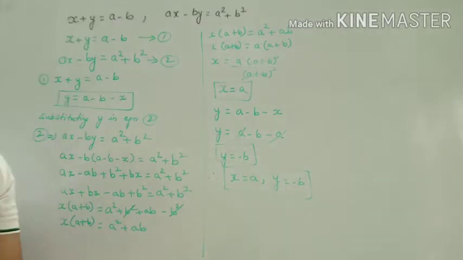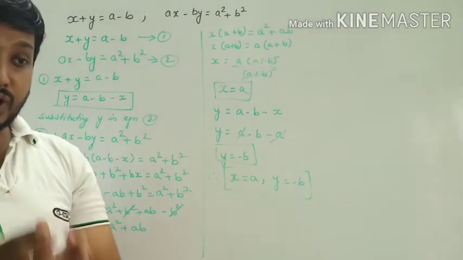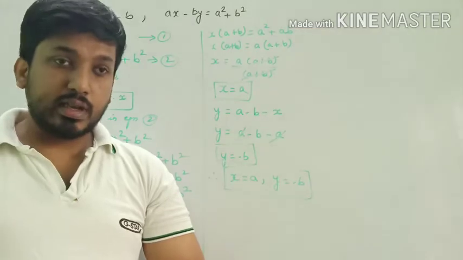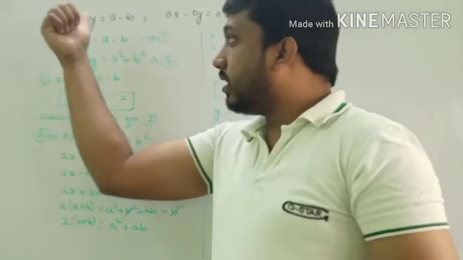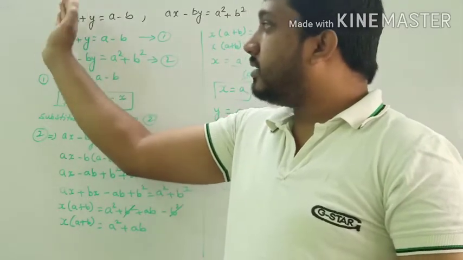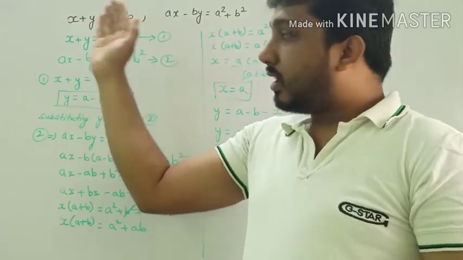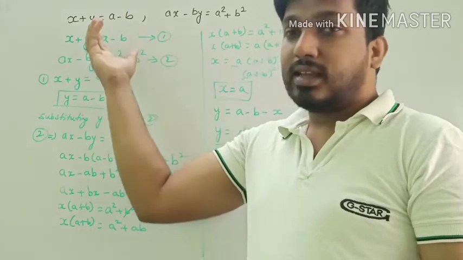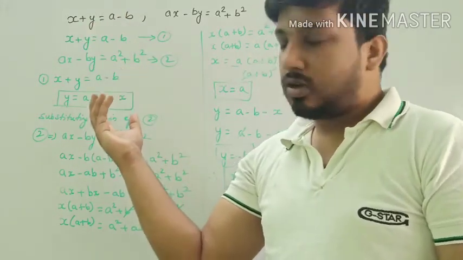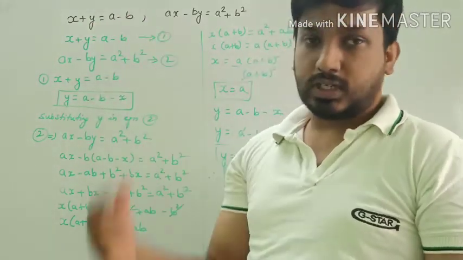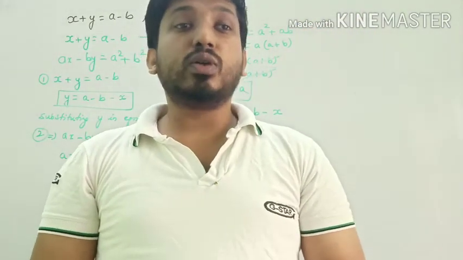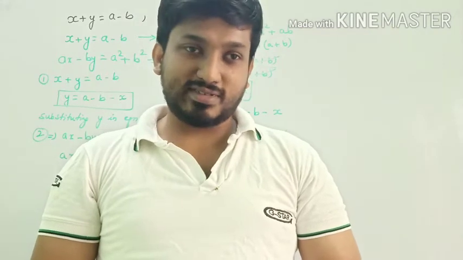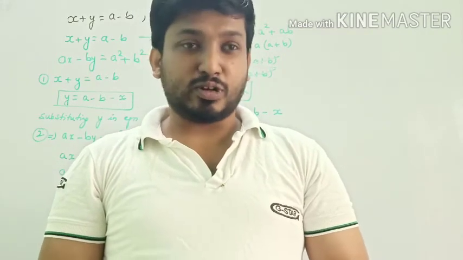I hope you people are enjoying and understanding. So this way we can solve a pair of linear equations in two variables by the substitution method: taking one equation, taking some variable and sending all these things across the equal sign, and then substituting it in the second equation, or the second equation into the first. This is all about the substitution method of solving pair of linear equations in two variables. I hope this is an enjoyable concept.